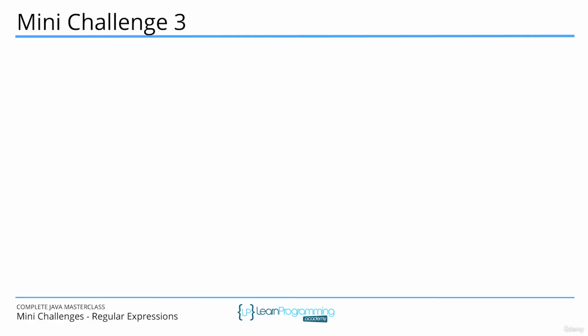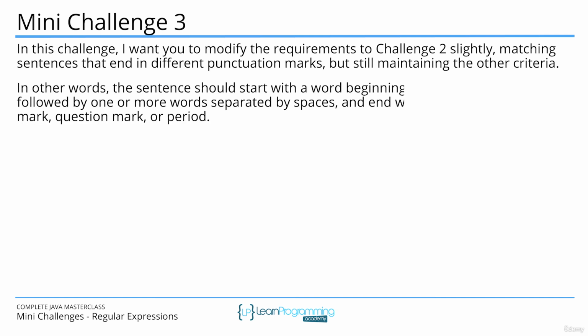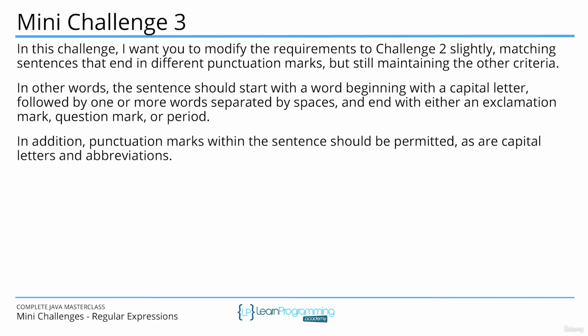This is mini challenge 3. In this challenge, I want you to modify the requirements to challenge 2 slightly, matching sentences that end in different punctuation marks, but still maintaining the other criteria. In other words, the sentence should start with a word beginning with a capital letter, followed by one or more words separated by spaces, and end with either an exclamation mark, question mark, or period. In addition, punctuation marks within the sentence should be permitted, as are capital letters and abbreviations.